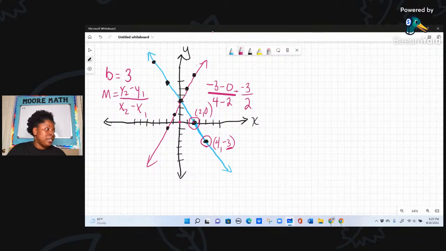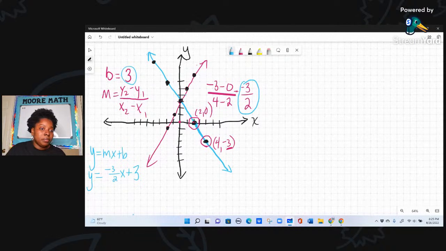Just like I said, your slope is going to be negative because blue is going down. It's going down the mountain. So for blue, I'll write it in blue. Your line is Y equals, remember our line is Y equals MX plus B. Our M is negative 3/2, and our B, we said, was 3. So that's the equation for blue.